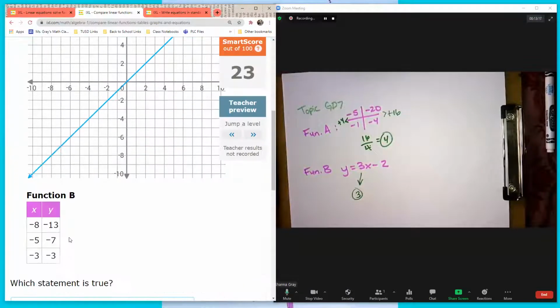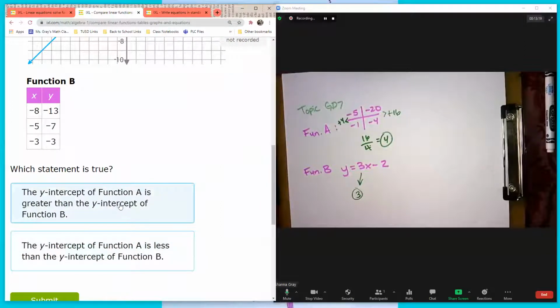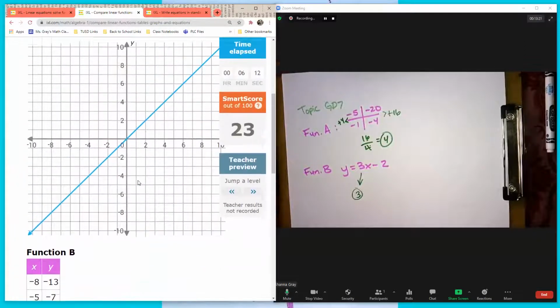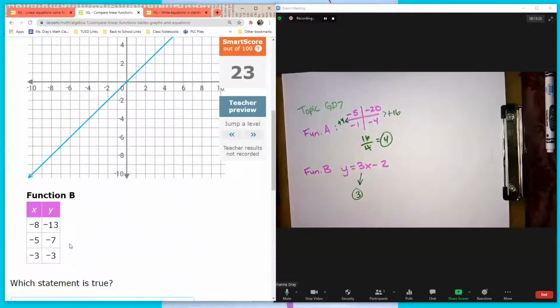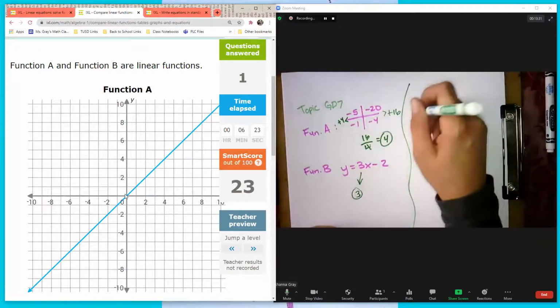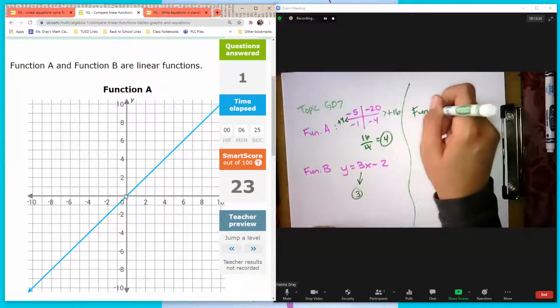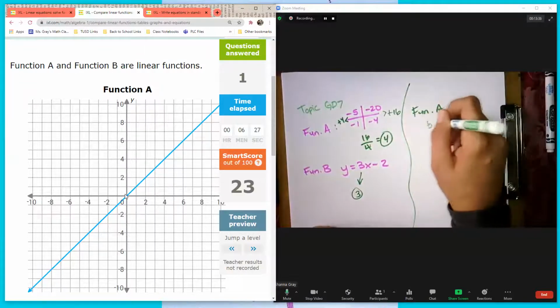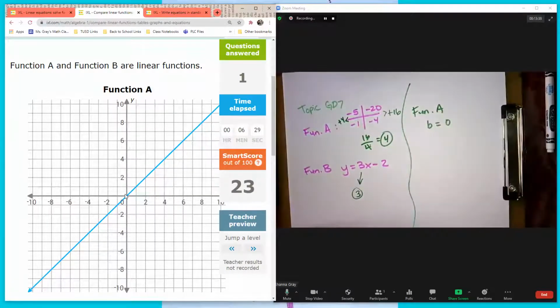I want to find one that has a y-intercept. Here we go. So this one's asking about y-intercept. So this is a little more challenging with the table mostly. If you're looking at the graph here, y-intercept is where it crosses, right? So for function A, my y-intercept, it crosses at 0.